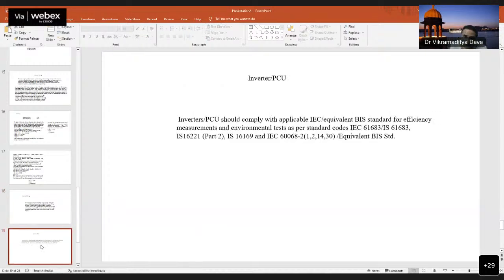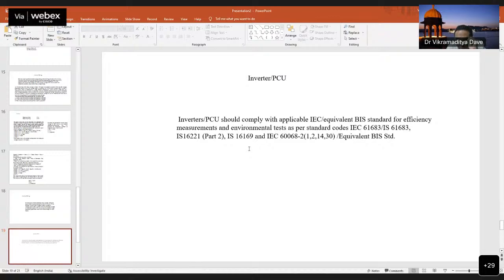And one important thing, and I will share one document with you also, that every device being used in our solar PV system has been standardized according to IEC standards or BIS standards. So for inverters, these are some standards: IEC 61683, IEC 62109. I will share that document with you, in which every BIS standard is written.